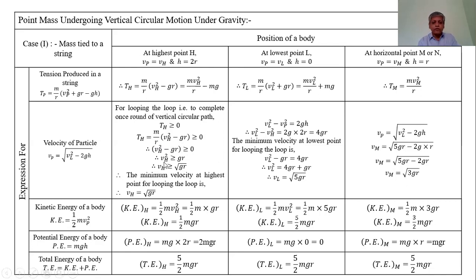Therefore, from these expressions, Vh square is equal to or greater than gr, and therefore Vh is equal to or greater than square root of gr. That means to complete the vertical circular motion, the speed at the highest point is equal to or greater than square root of gr.